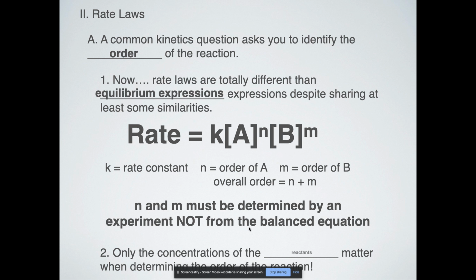Now, only the concentrations of the reactants matter. So A and B in this situation are reactants, not products. Because very rarely do we have more than two or three reactants in a reaction, for the most part you'll only see one or two reactants in a rate law equation. Very rarely will you see a third one, and I've never seen one that actually has a fourth term in its rate law.